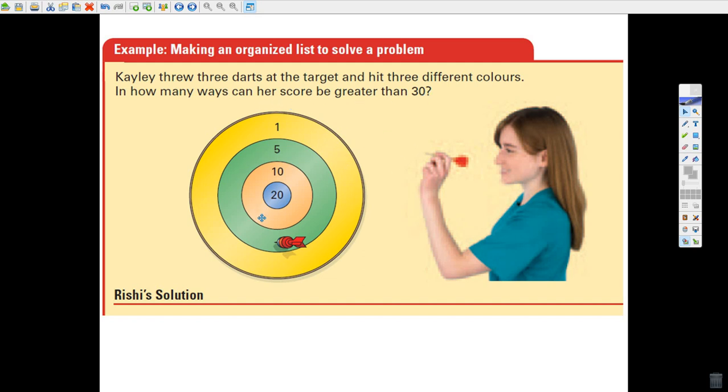Holy cow. Well, if you don't get organized, it makes it really hard because you'd think, well, I guess if I hit a 20 and then a 10 and a 10, that'd be more than 30, or 3 20s, that'd be more than 30. But there's so many different ways. And I'd like to ask the question, what's the probability of getting greater than 30? Okay, look how they organize it.